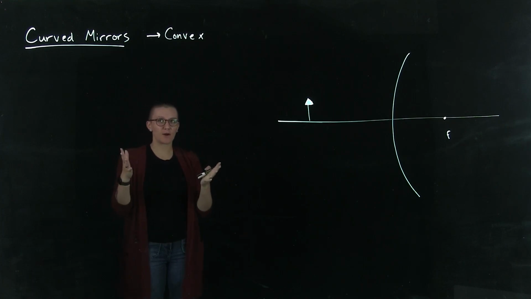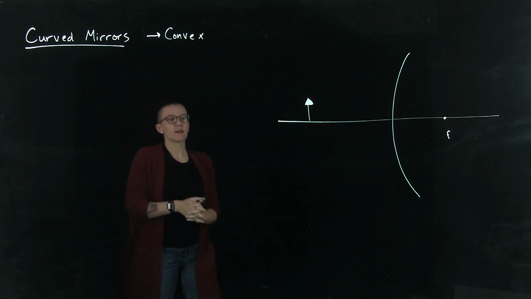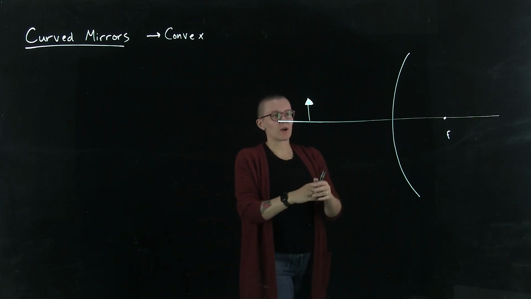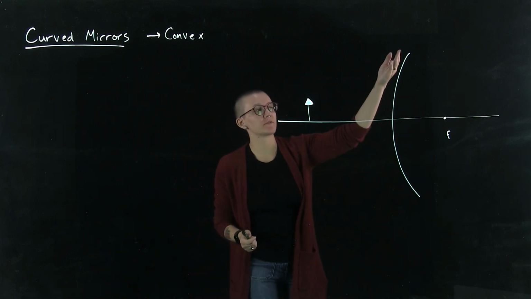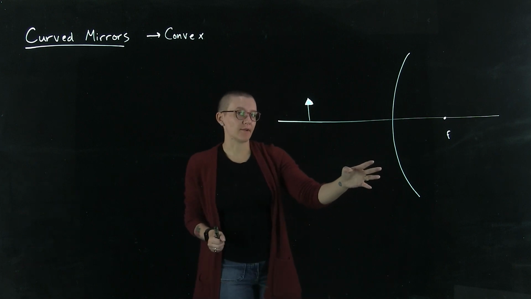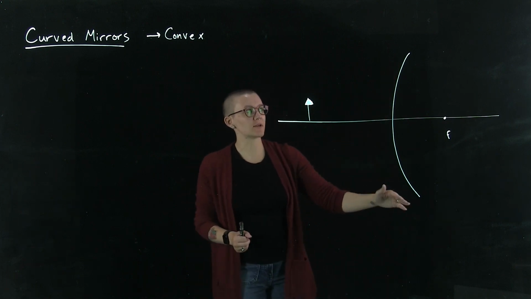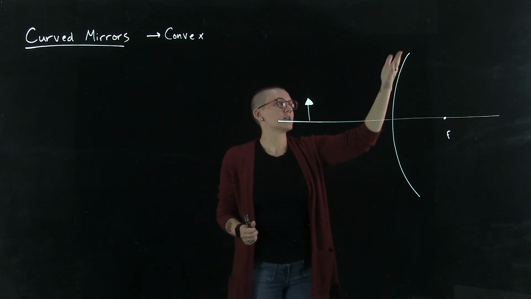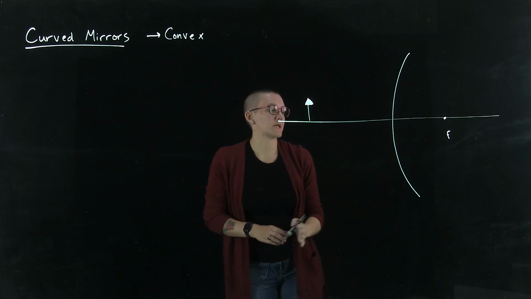All right, so we're going to talk about convex mirrors now. And here's the general picture of a convex mirror. So we have our curved mirror, and in the case of a convex mirror, the reflective part of the mirror is on the outside of the curve. So on this side, I've set up our mirror here.